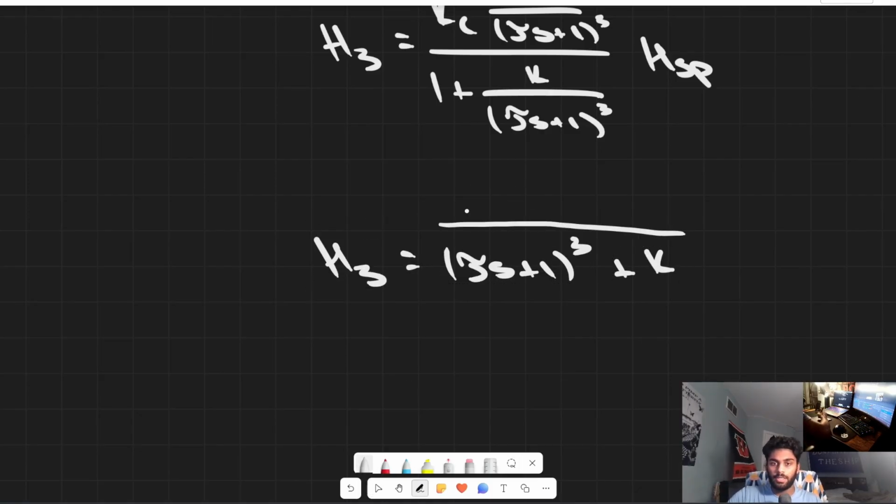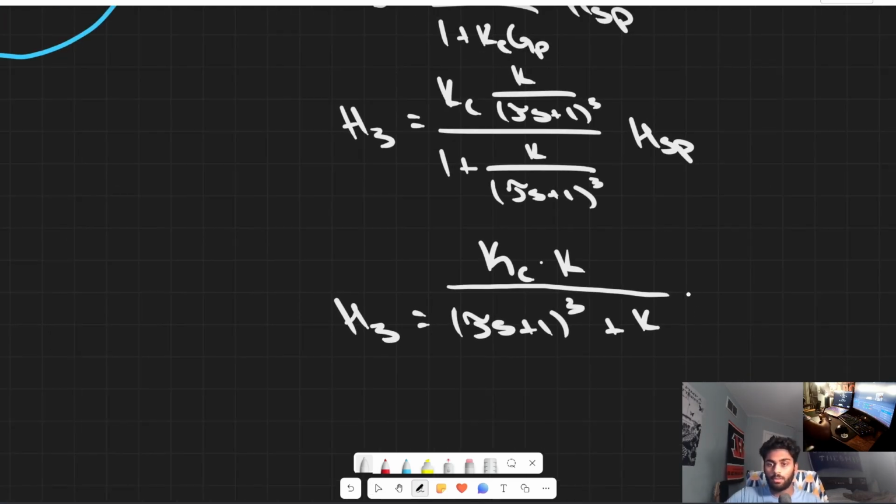Over Kc, which is our proportional only controller, times the gain of our process, times our height at the set point. So now this is the transfer function for our system with the feedback only controller, relating our level in tank 3 to our set point height. And we have introduced this Kc, which is the proportional only controller gain, into our function.